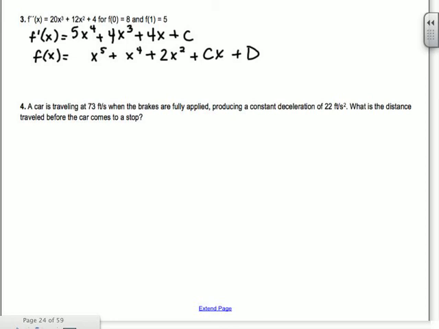So we were given that f of 0 is 8. So I get 8 equals 0 to the 5th plus 0 to the 4th plus 2 times 0 squared plus c times 0 plus d. You could just write 8 equals d, right?